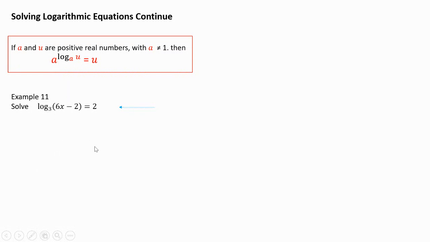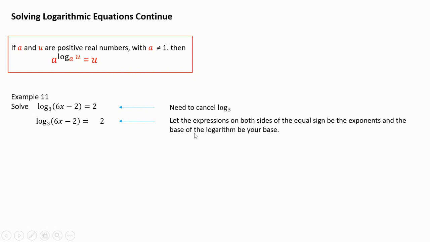By applying the rule here above, we need to cancel the log of base 3. So here's what I'm going to do. We let this expression on both sides be the exponent, and this base is going to be my base. You see, so this comes here. So what we do on one side, we do to the other side.